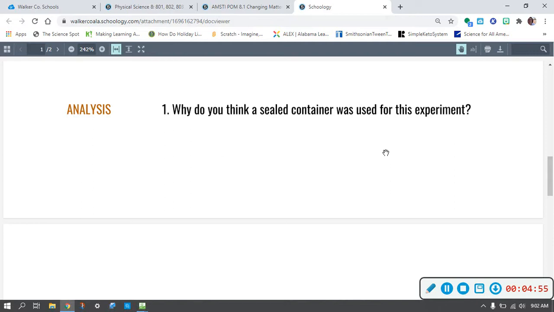And look at analysis question number 1. Why do you think a sealed container was used for this experiment? So the water would fill up condensation. It would have went everywhere we wanted it. Well, it would have gone everywhere.